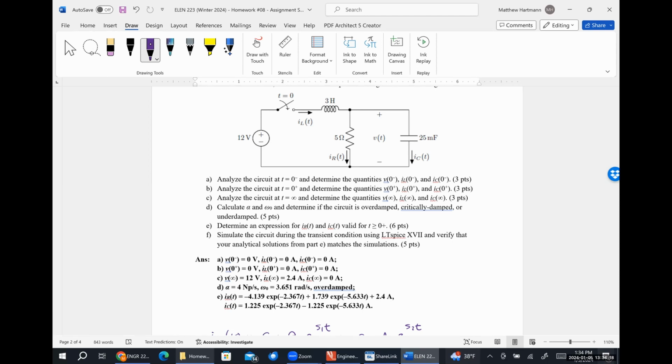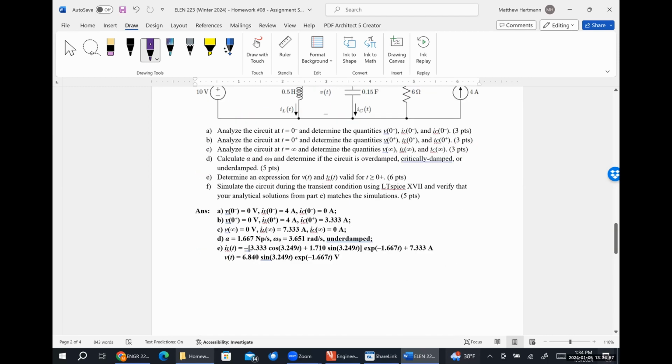Yes, Isaiah. So for this one, this is a parallel RLC circuit. It may not intuitively be obvious here. So effectively, we need to look at a dead network to figure out whether it's a series RLC circuit or a parallel RLC circuit. So the 5 ohm resistor is definitely in parallel with the 25 millifarad capacitor. With this voltage source turned off during the transient condition, this 3 Henry inductor is in parallel with the other guys. So that's why it's a parallel RLC circuit. Yep.